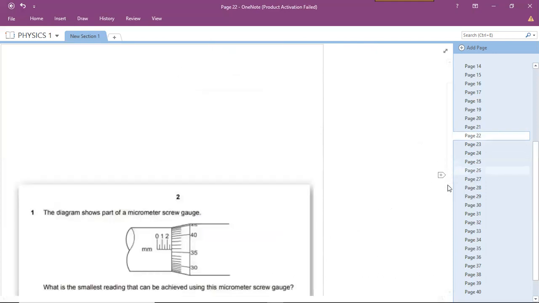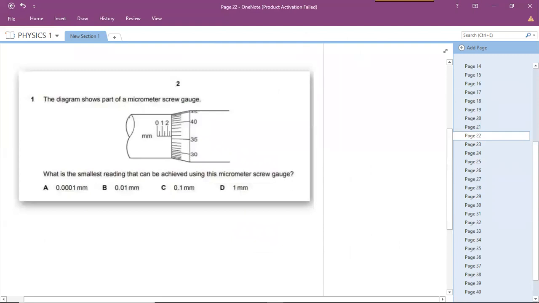So here's an example of a question. This part here, remember they'll bring a diagram like this. This is the sleeve reading.